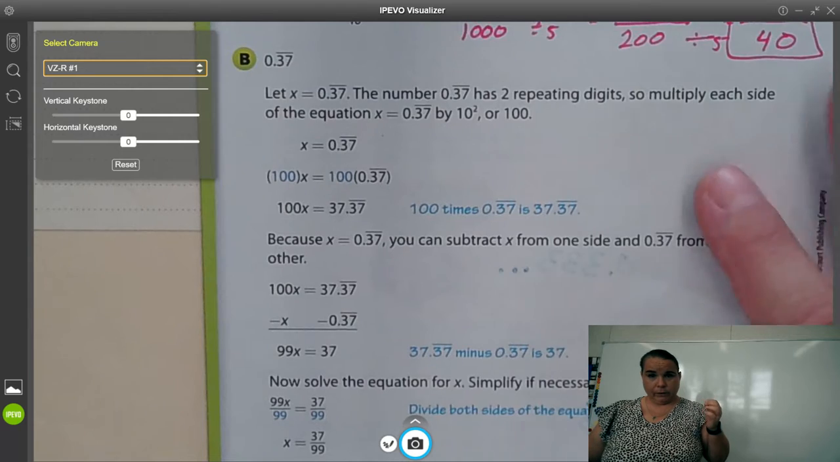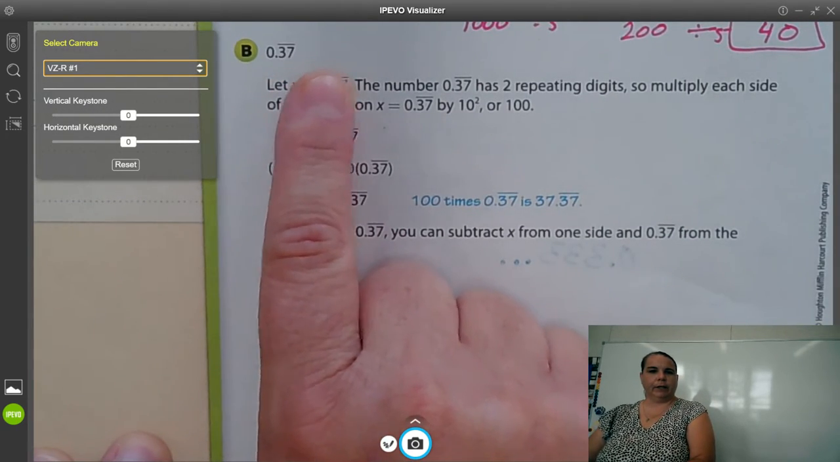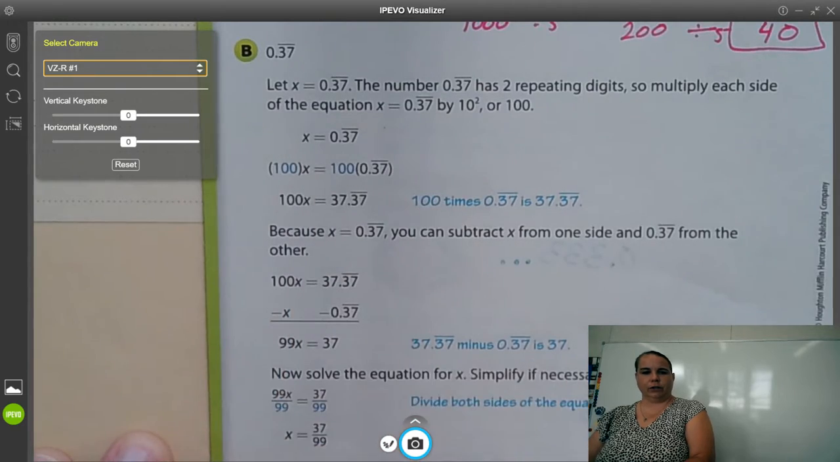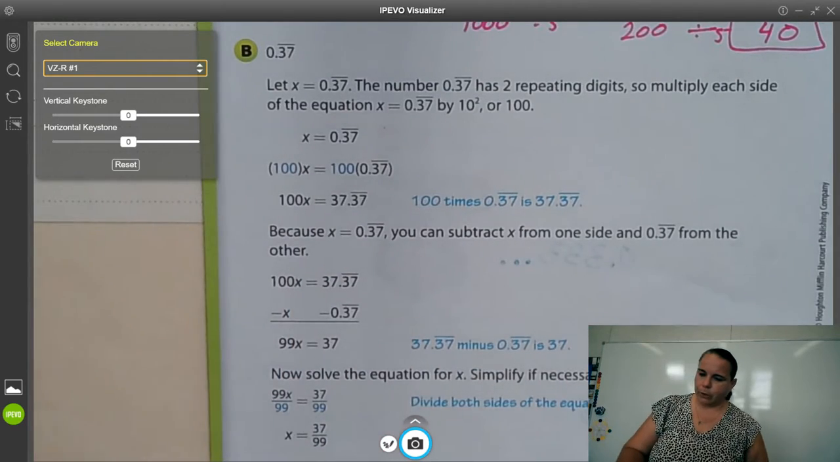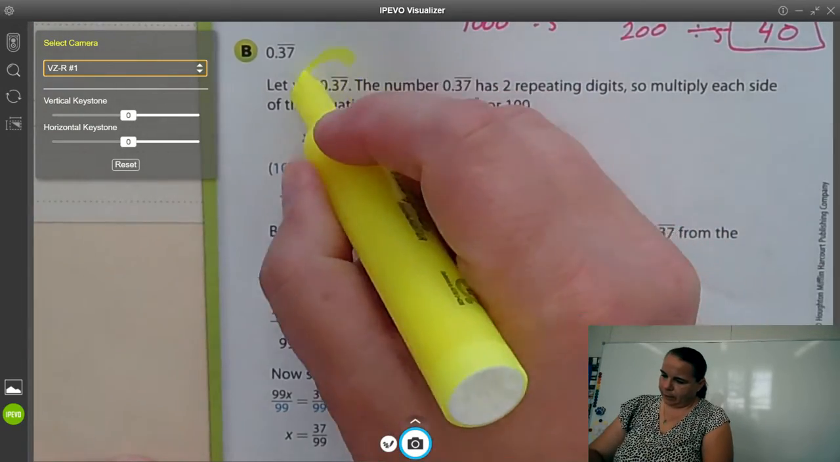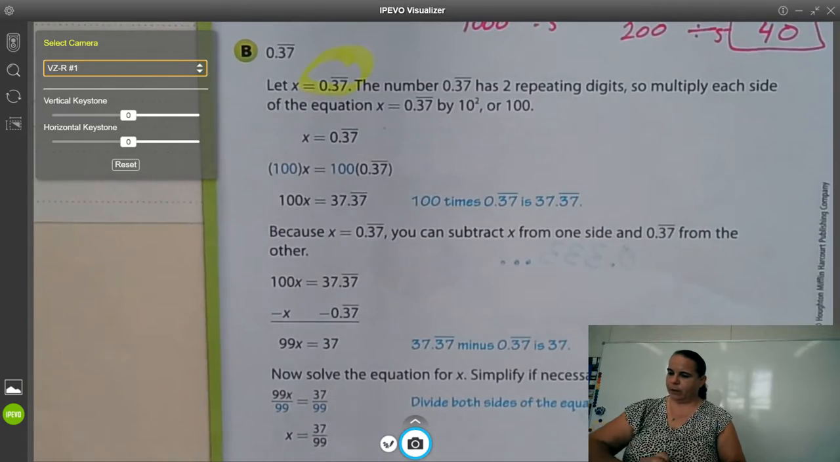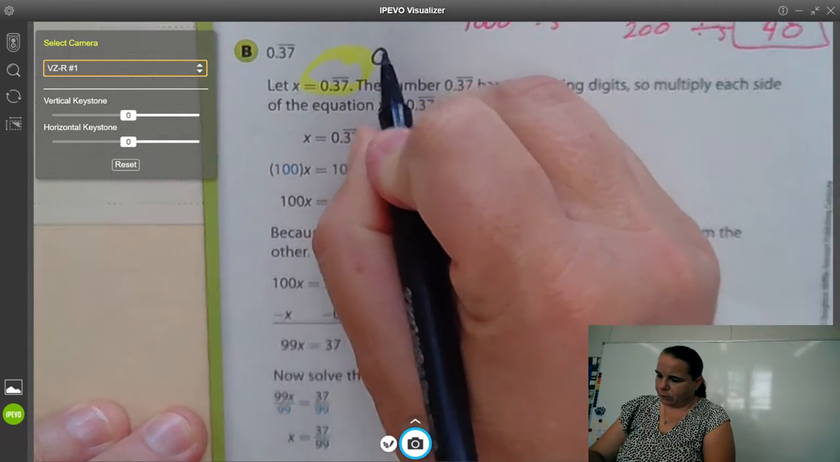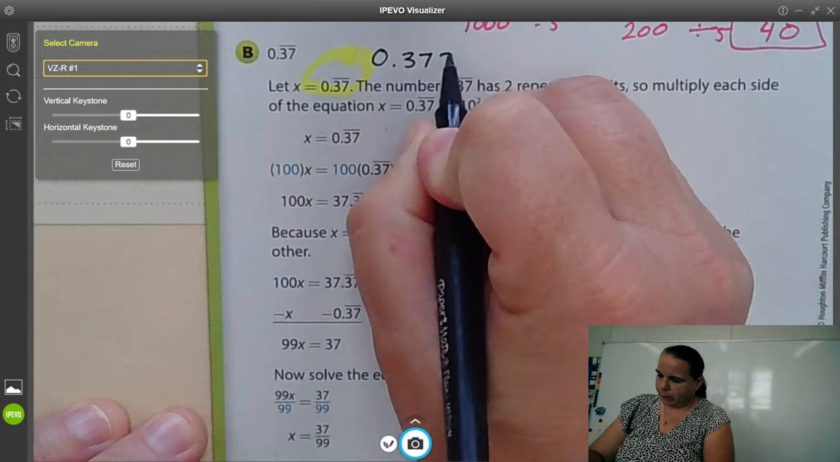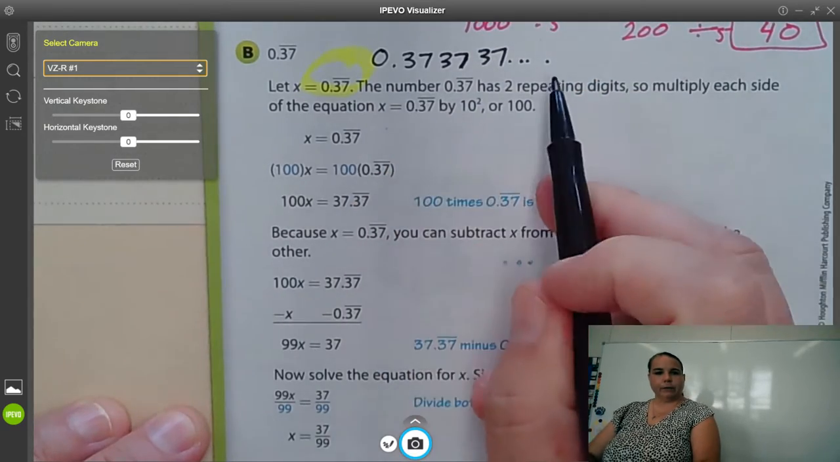So today we're going to work on changing a repeating decimal like 0.37 repeating to a fraction. So one of the key things we need to keep in mind here is this repeating decimal means that the 37 goes on forever and ever. So it's 37, 37, 37, over and over and over, forever and ever.